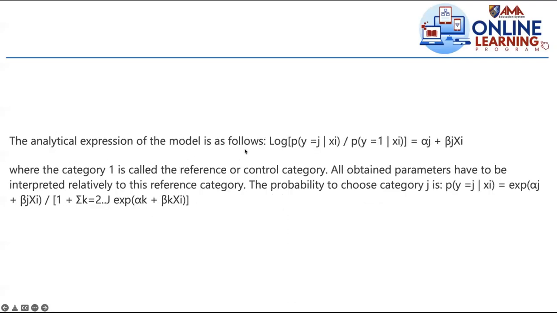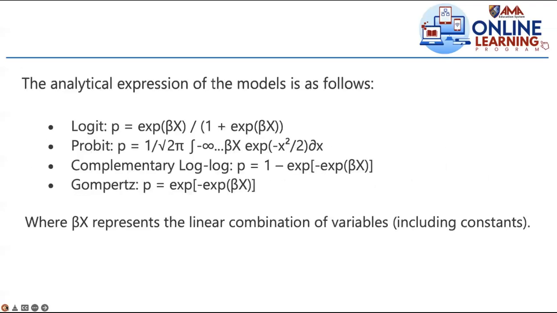The analytical expression of the model is as follows. This is related to the one we showed a while ago, the logistic function. By the way, class, this exp here is the e that you know of. E is an irrational number, just like pi. Pi is 3 point something; e, if you use your calculator, is 2 point something. So this is e raised to beta x, the exponent of beta x.